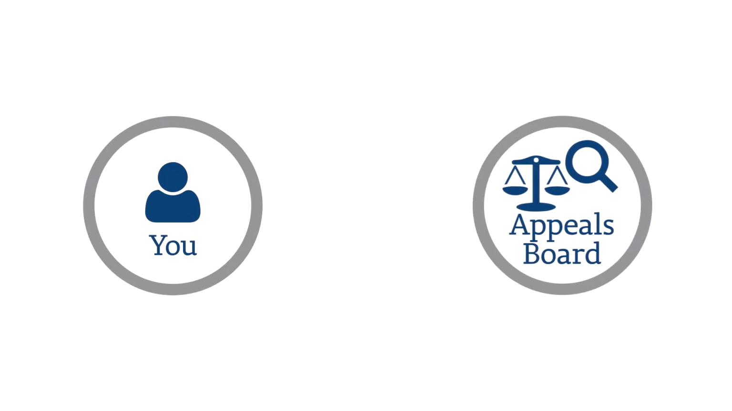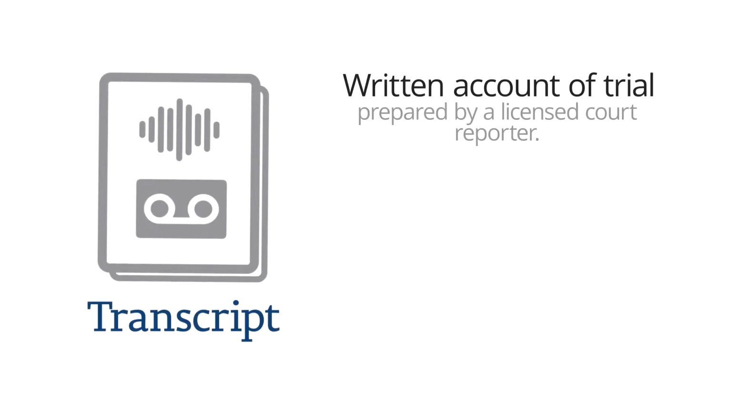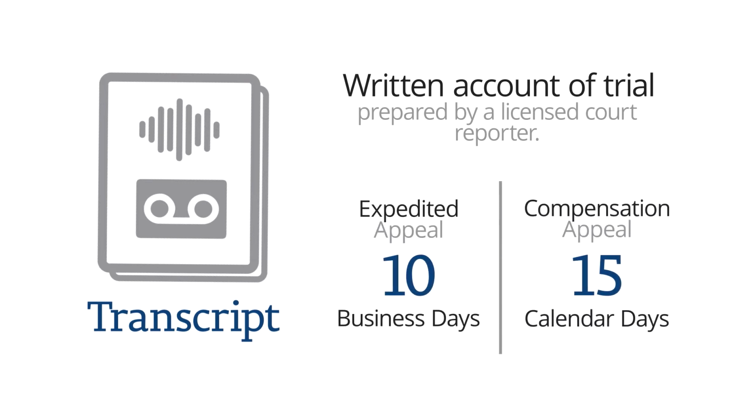The appealing party is responsible for ensuring the record on appeal is sufficient to address the legal issues they are raising on appeal. One way to do this is to file a transcript, which is a verbatim written account of the hearing or trial prepared by a licensed court reporter. A transcript is not required to be filed, but if the appealing party elects to do so, it must be filed in a timely manner.